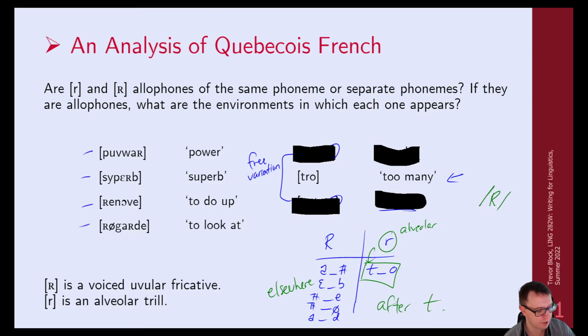So if we were to draw this out, we would consider the voiced uvular fricative as the phoneme because it's the most common one. And then we have two allophones there with their respective environments.